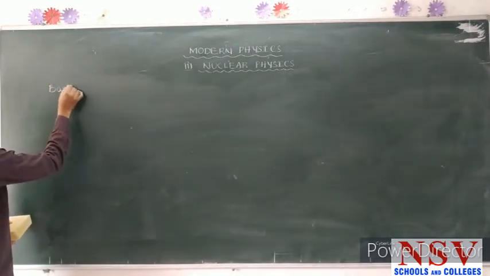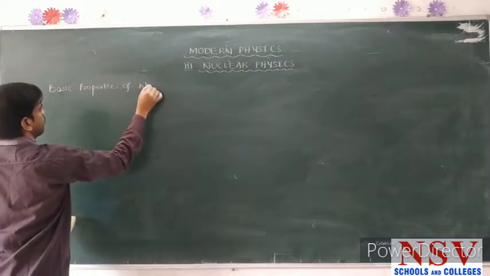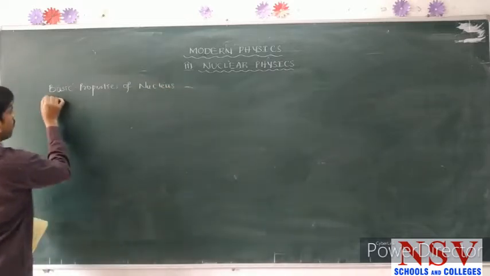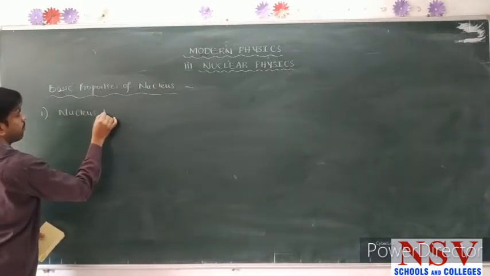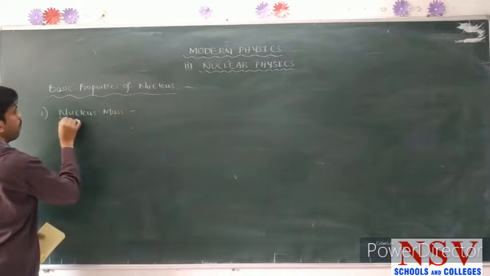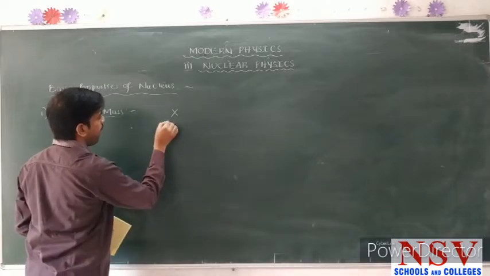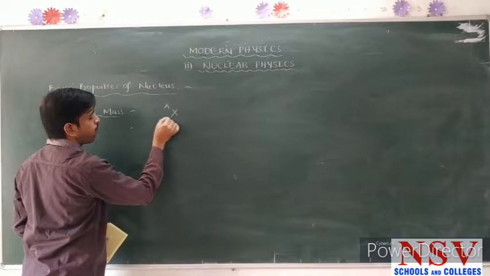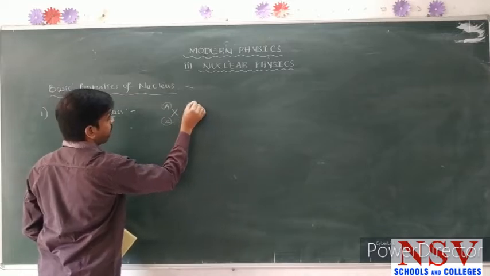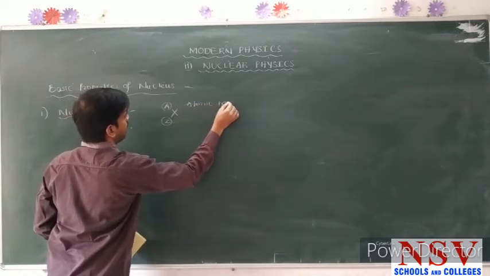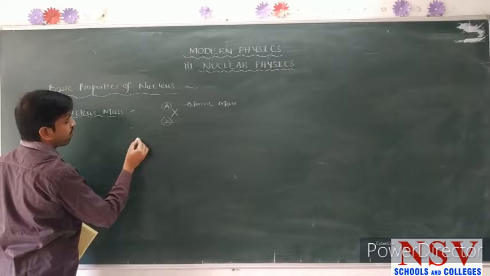Basic properties of the nucleus. First one, nuclear mass. Commonly we express an element as ZXA. Here Z represents the number of protons, which is nothing but the atomic number, and capital A represents the atomic mass. Now, nuclear mass is the sum of the masses of the protons and the neutrons.